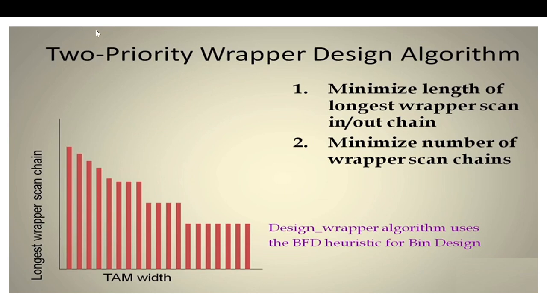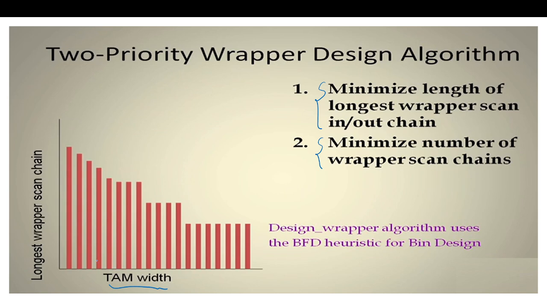So next, the two priorities of the wrapper design algorithm. Minimize the length of the longest wrapper scan in and out chain. So this is the first priority we said, and we wanted to have balanced scan chains. And to minimize the number of wrapper scan chains, so that we will minimize the TAM width.